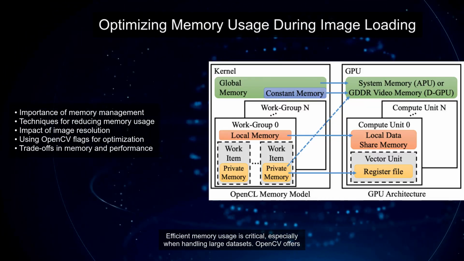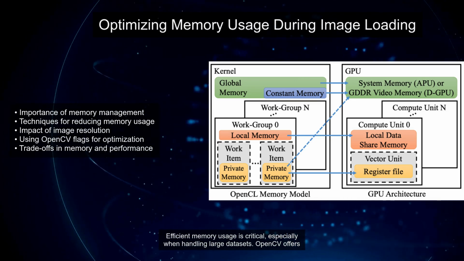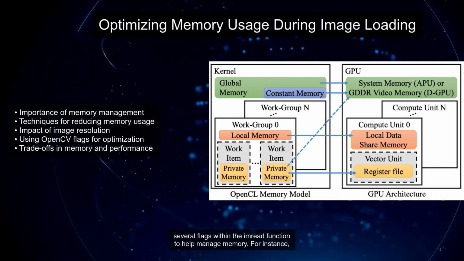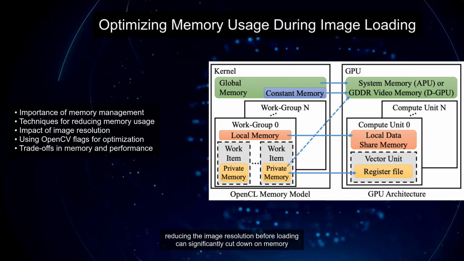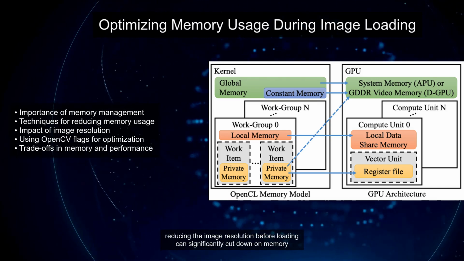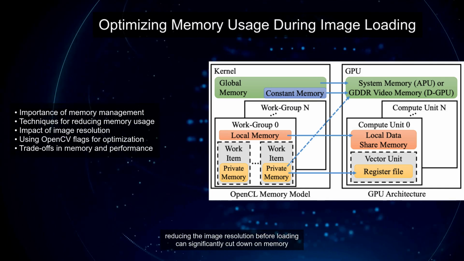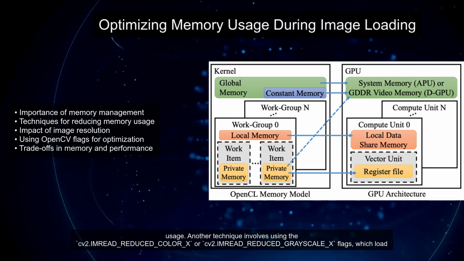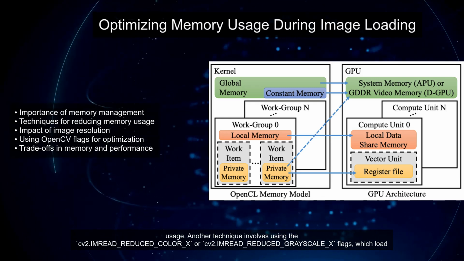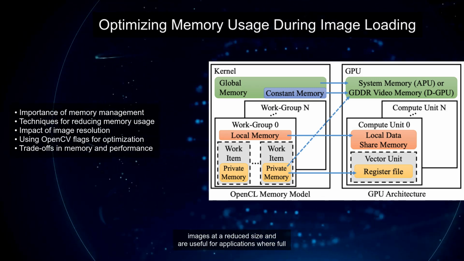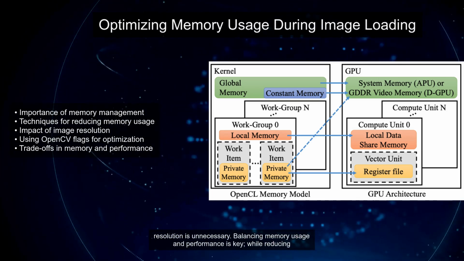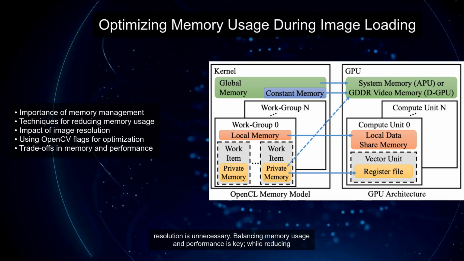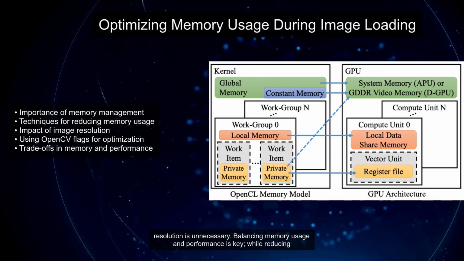Efficient memory usage is critical, especially when handling large datasets. OpenCV offers several flags within the imread function to help manage memory. For instance, reducing the image resolution before loading can significantly cut down on memory usage. Another technique involves using the cv2.IMREAD_REDUCED_COLOR_x or cv2.IMREAD_REDUCED_GRAYSCALE_x flags, which load images at a reduced size and are useful for applications where full resolution is unnecessary.